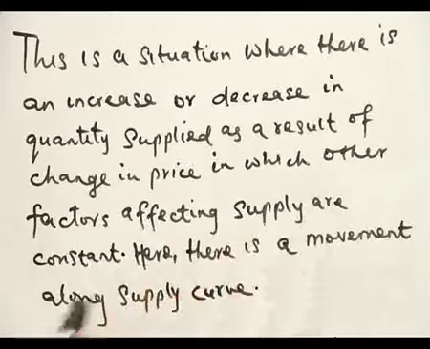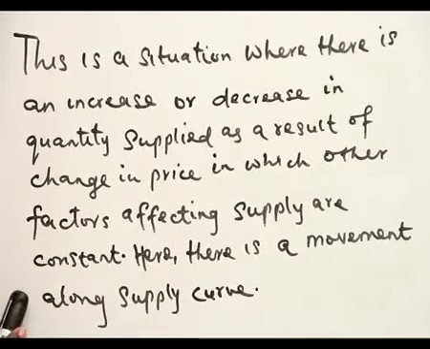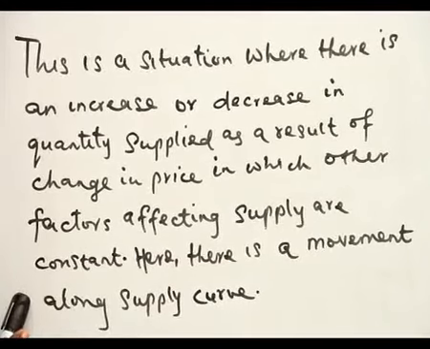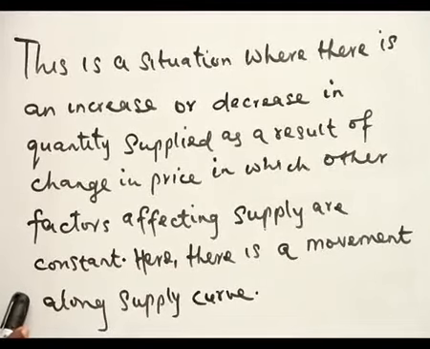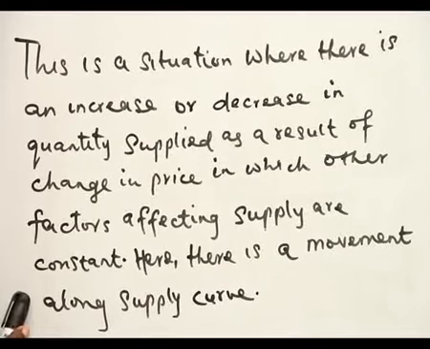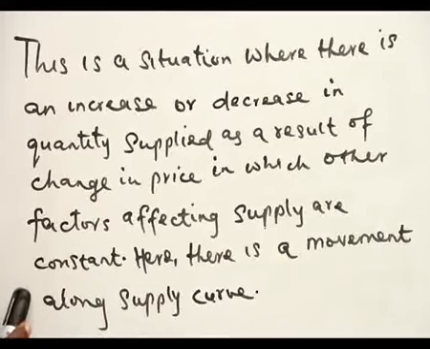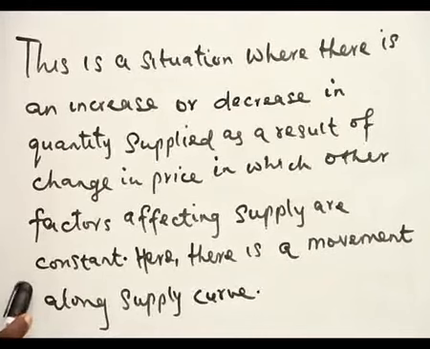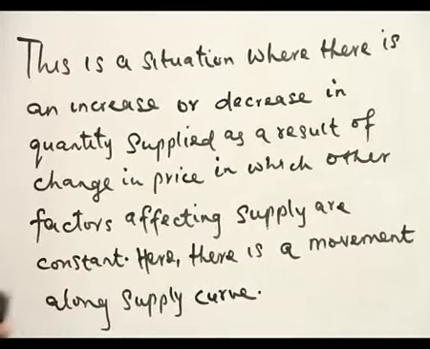Here, there is a movement along the supply curve. So in supply, for a change in quantity supply, the supply curve will be constant, but there will be movement along the curve. Although we have said that the supply curve is upward sloping, there will be movement along the supply curve whenever there is a change in quantity supply, because it is only the price of the commodity in question that is influencing it. Other factors are constant.